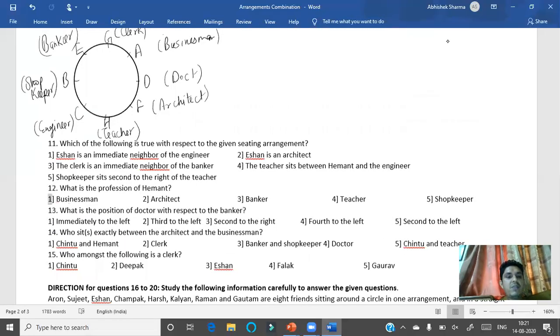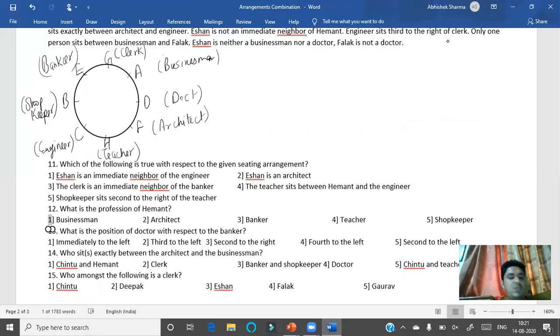Like question number 11, which of the following is true with respect to the given sitting arrangement? First, Ishan is the immediate neighbor of the engineer. So Ishan is not the immediate neighbor of the engineer. This is false. Second, Ishan is an architect. Ishan is not an architect. Third, the clerk is an immediate neighbor of the banker. So the clerk is an immediate neighbor of the banker. This third statement is true.